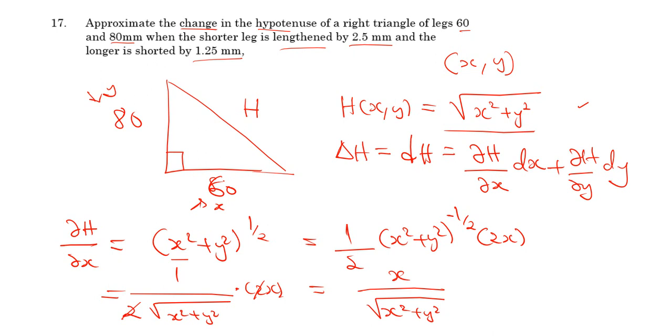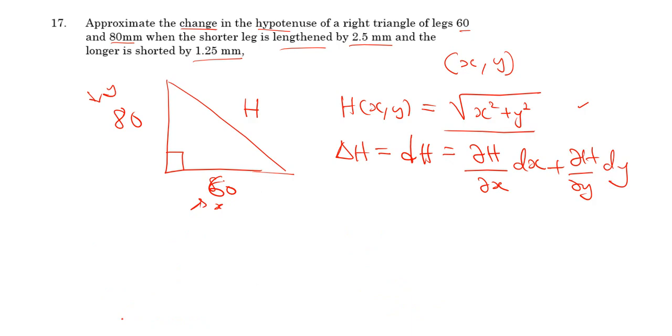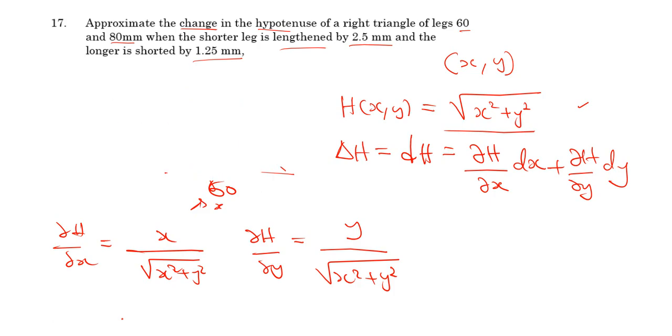Similarly, I'm going to do the same thing for y. So let me erase this and write it again. We found that the partial of h with respect to x is equal to x over the square root of x squared plus y squared. When I do the similar thing for y, I end up with y over the square root of x squared plus y squared. So now the initial leg length. Let me erase this part here.